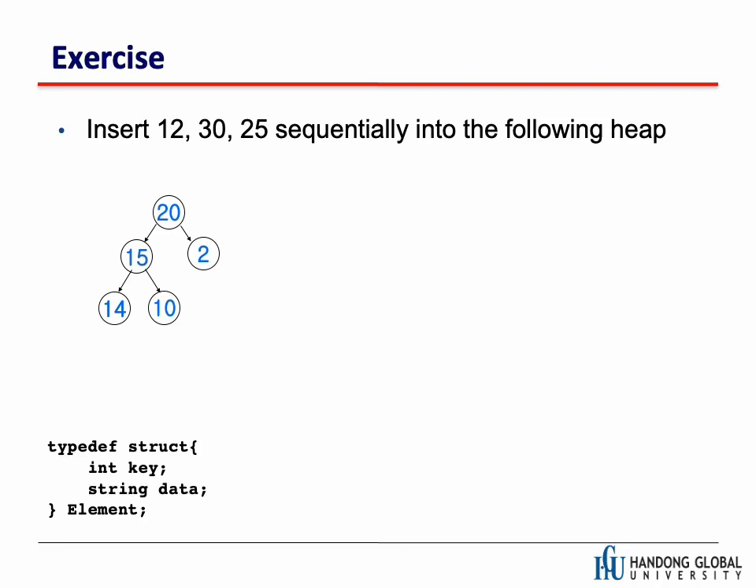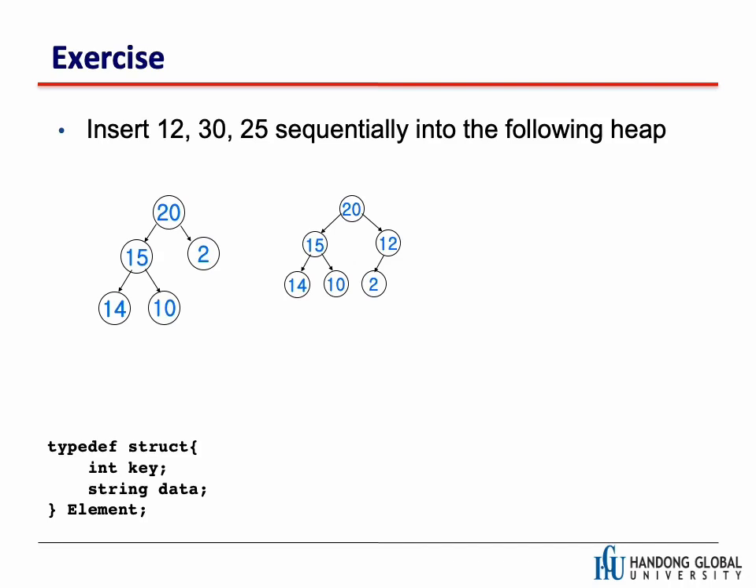Okay, so let's insert 12 first. Following the algorithm, we put the 12 at the end of this max heap. So 12 will be the left child of the 2, and then 12 is larger than 2, so 12 goes up while 2 goes down. And then 12 is smaller than 20. 20 is the parent of 12 now, so 20 is larger than 12, so we stop there. Now this is what we have.